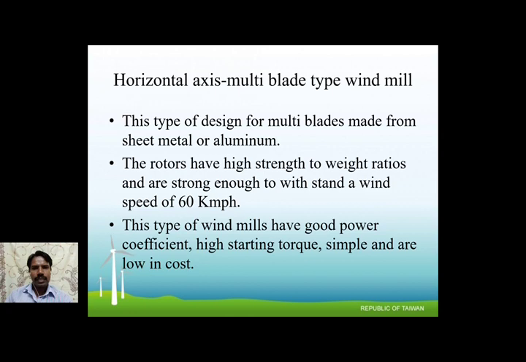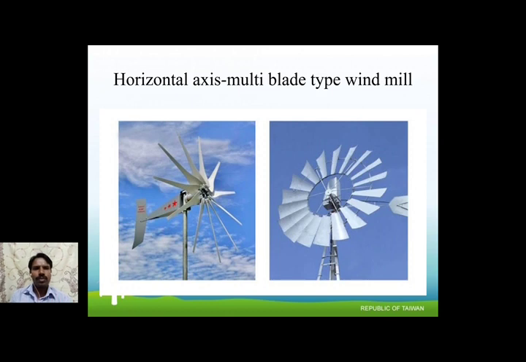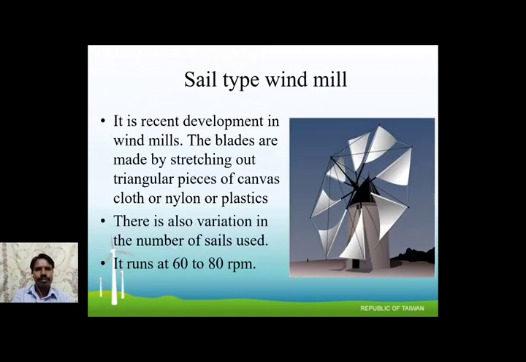It should be within 60 km per hour. It's very good. This type of windmill has a good power coefficient, high starting torque, and is simple and low cost as compared to many other windmills. It's a multi-blade windmill diagram.